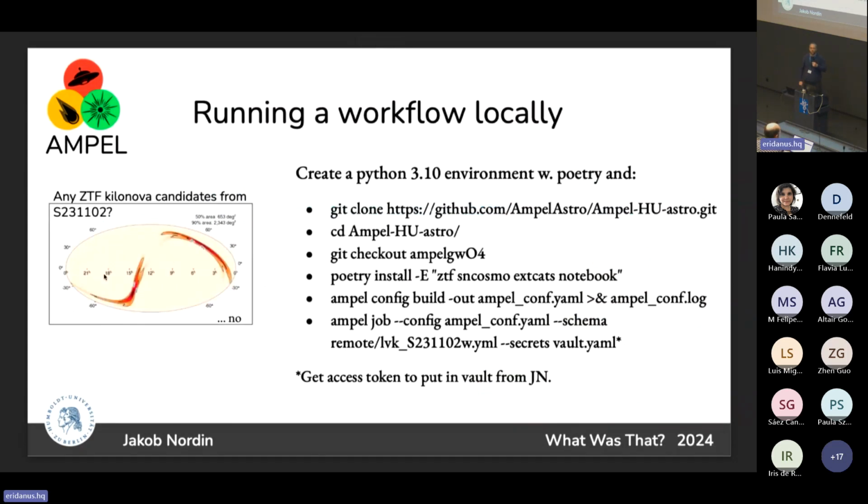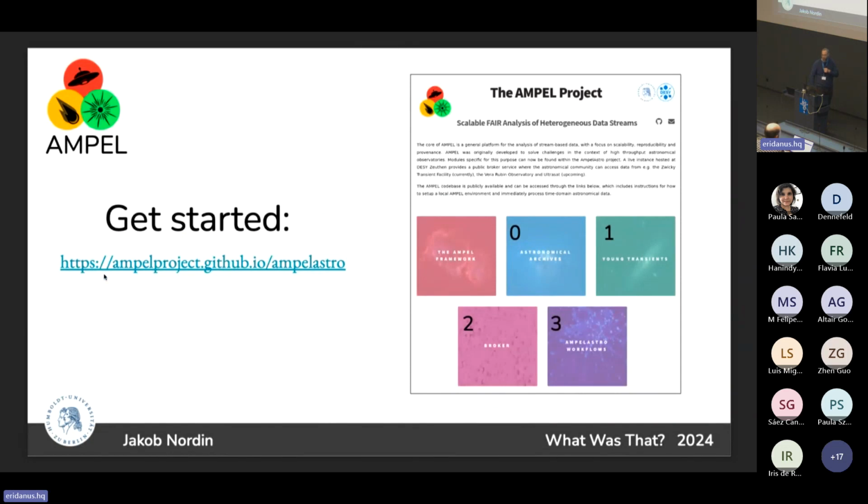This is just for repeating later. Based on these instructions, you can run a workflow and look for ZTF optical counterparts to one of the LIGO triggers of last fall. Spoiler alert, you won't find any kilonovae, but you can do the search. This is the link to the web page. The different numbers correspond to different ways to access the data.